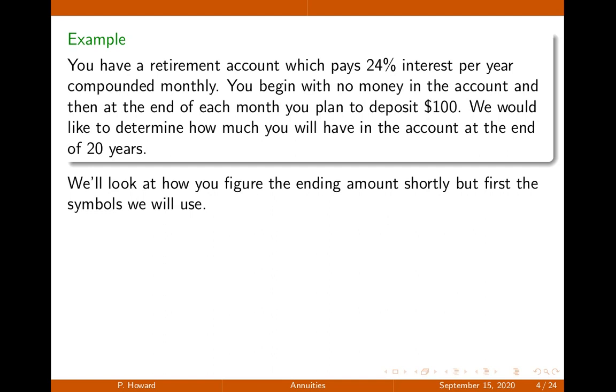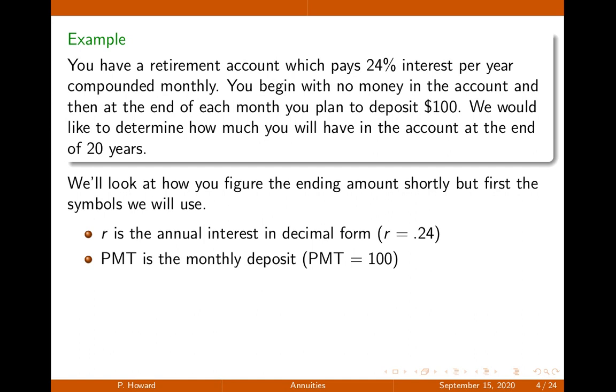We'll look at how you do this calculation in just a minute, but let's talk about the symbols first. R is the annual interest in decimal form. This is the same symbol we used for annual interest in connection with ordinary compound interest. PMT is the monthly deposit. So in our example, PMT is 100. We're depositing $100 per month. T is the number of years. This is the same symbol we used in connection with ordinary compound interest.